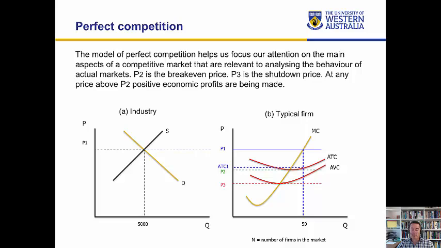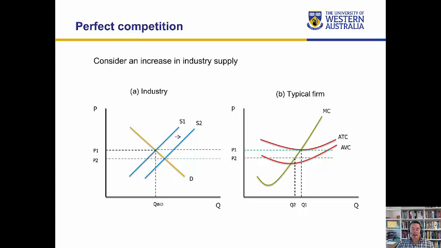So between P2 and P3, the firm will keep operating in the short term, covering some but not all of its fixed costs. So that is the two-panel diagram that we use to understand how perfectly competitive markets operate. And what I've got here is an increase in industry supply. So we're taking this model and starting to actually use it now.